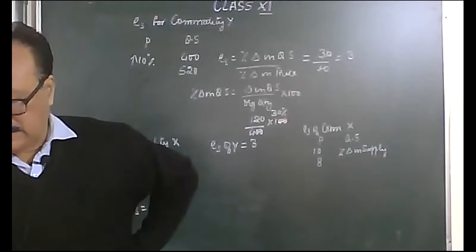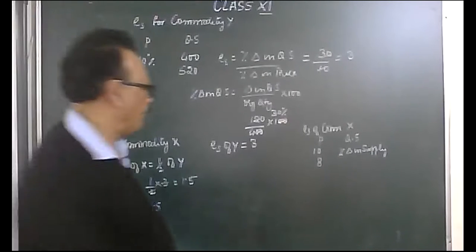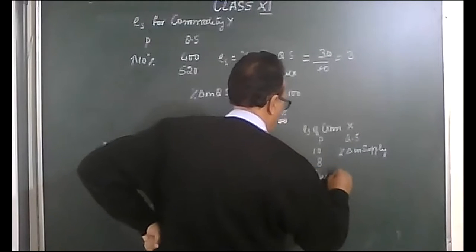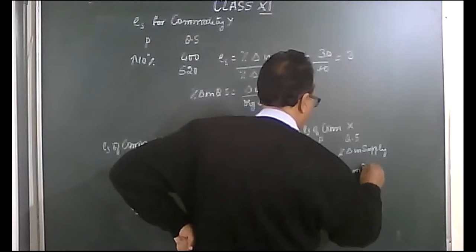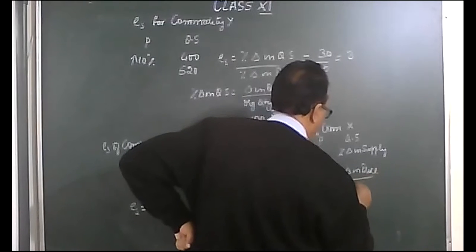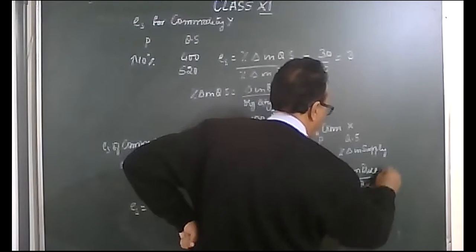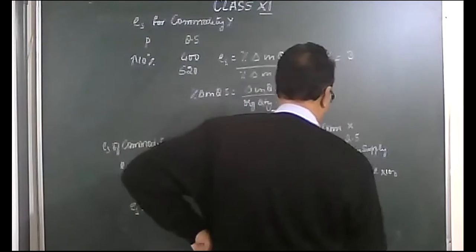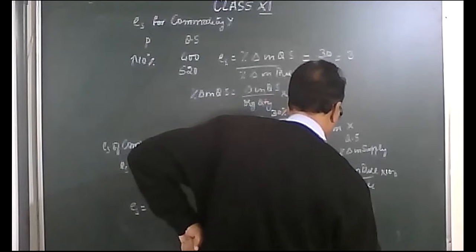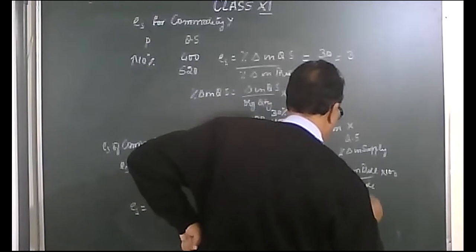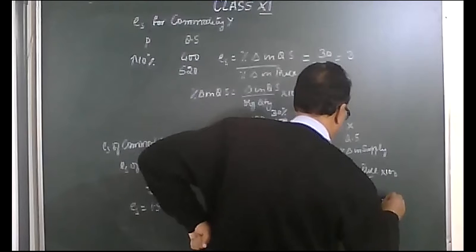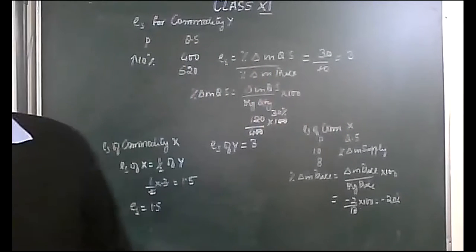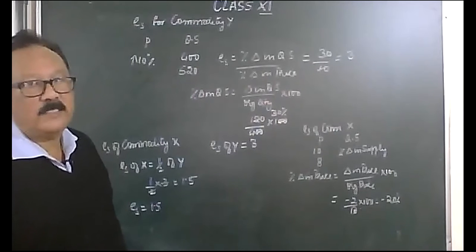Okay, we know percentage change in price. Percentage change in price is equal to change in price upon the original price into 100. Change in price is minus 2, original price 10 into 100, minus 20%. Minus 20%, that is price falls by 20%.